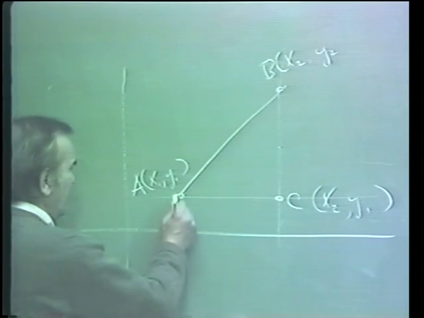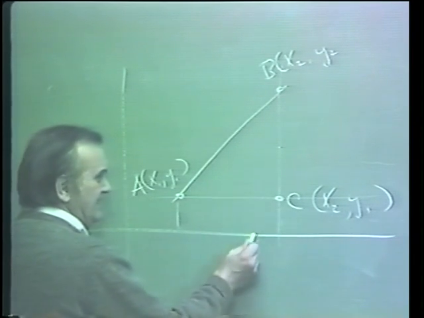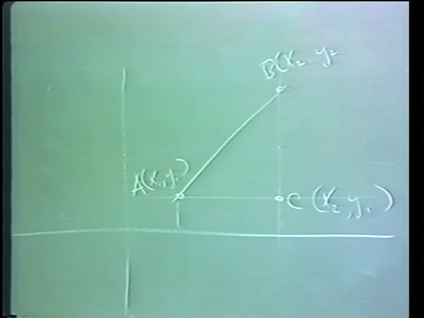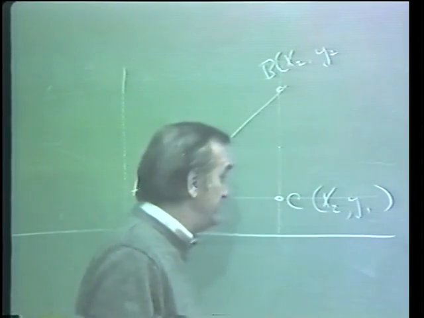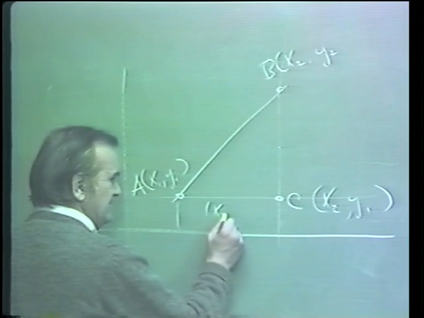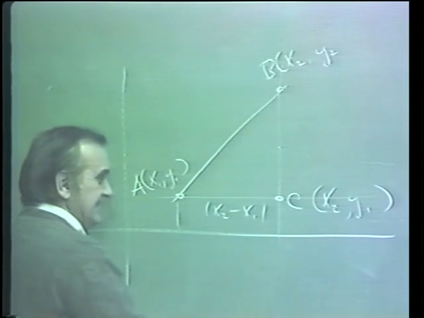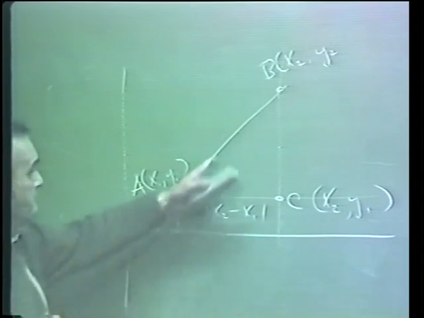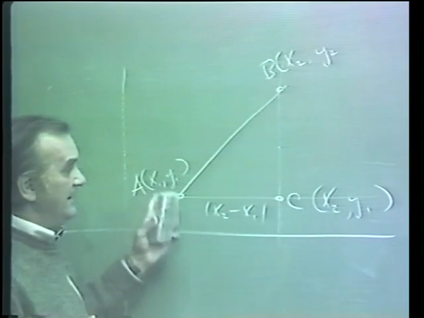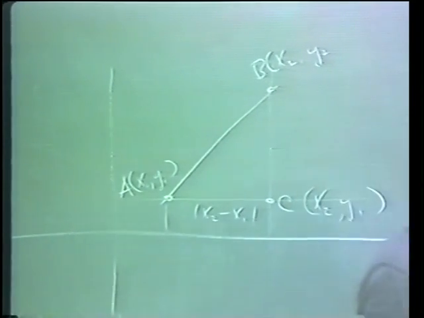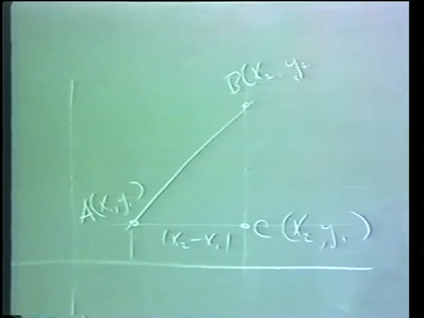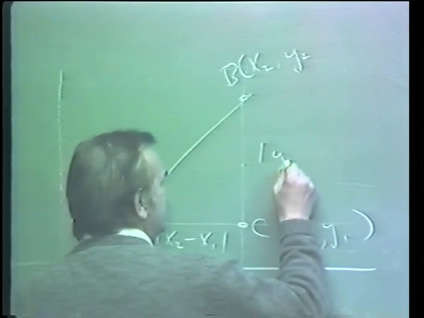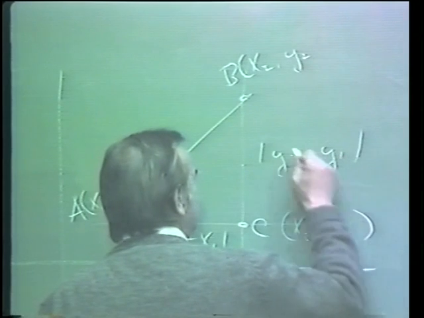Now, we know that AC is parallel to the x-axis. And we said the length of any line parallel to the x-axis is the absolute value of the difference of x's. So this is equal to x sub 2 minus x sub 1, the absolute value. BC is parallel to the y-axis, and we said any line parallel to the y-axis is equal to the absolute value of y sub 2 minus y sub 1.